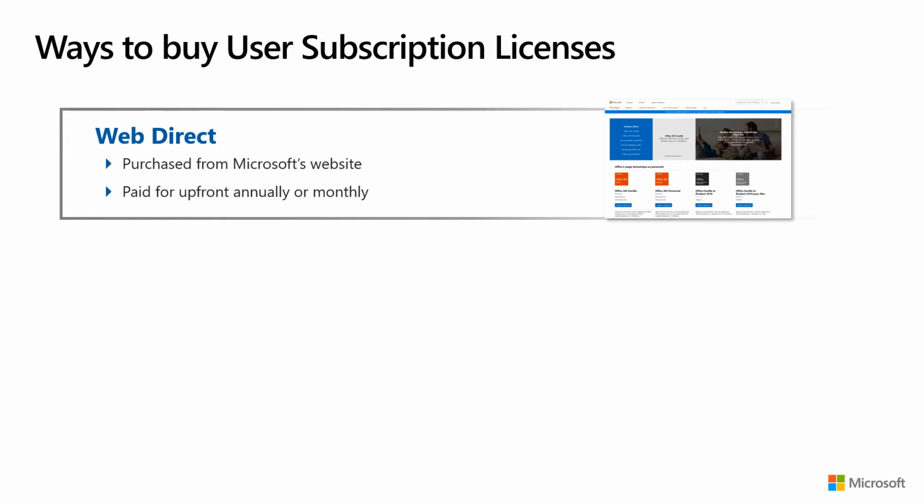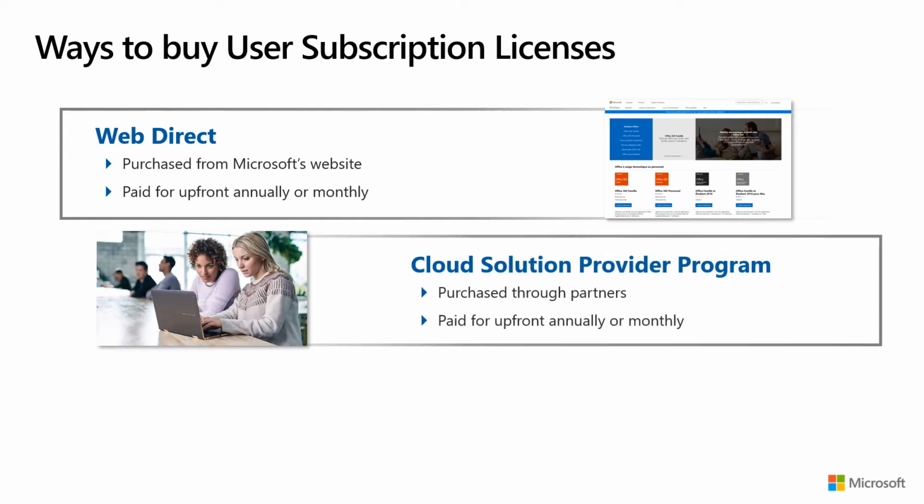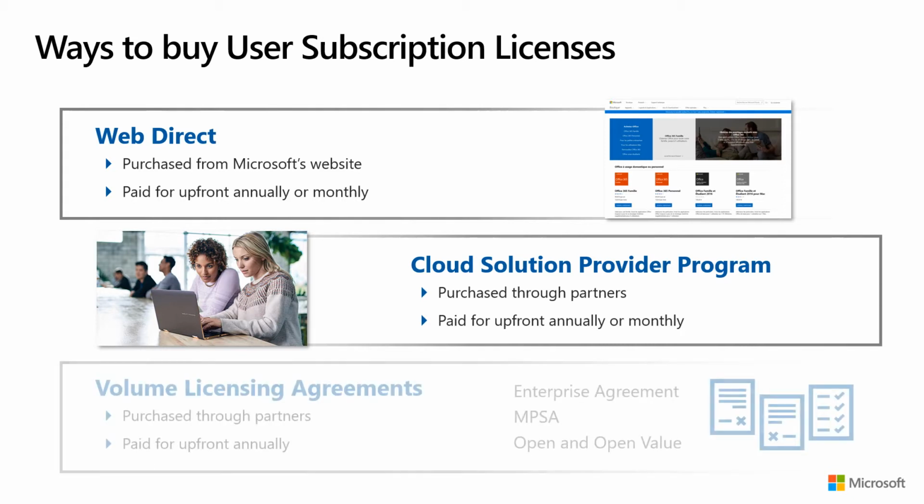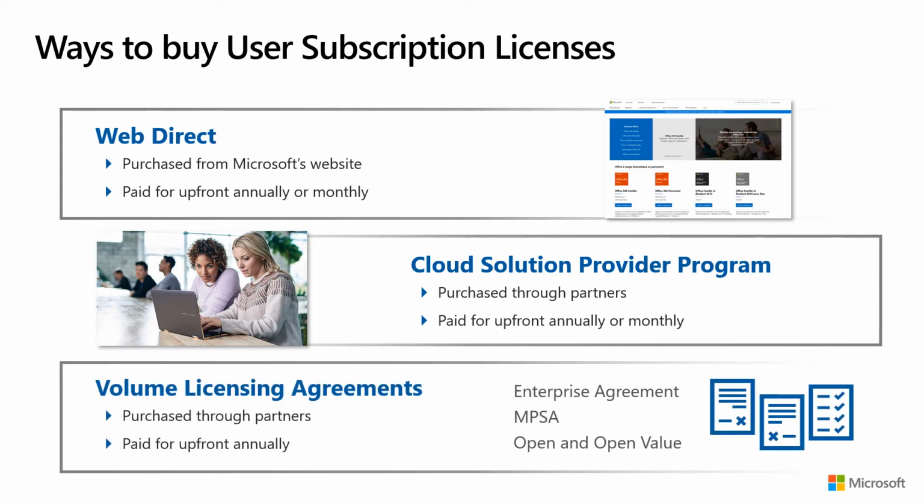Customers that would like to work with a partner and benefit from that partner's advice and support services buy through that partner via the Cloud Solution Provider program. Again, customers may choose to pay for online services upfront either annually or monthly. And the final way to buy is through a volume licensing agreement, perhaps an enterprise agreement or one of the open or open value agreements. Purchases through these agreements are typically transacted with partners, and here a customer pays for licenses upfront annually.